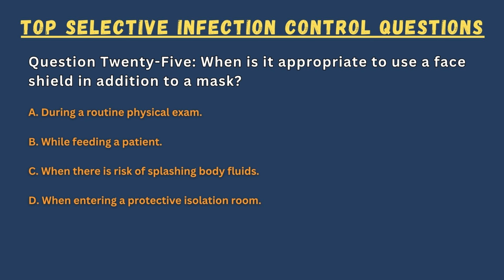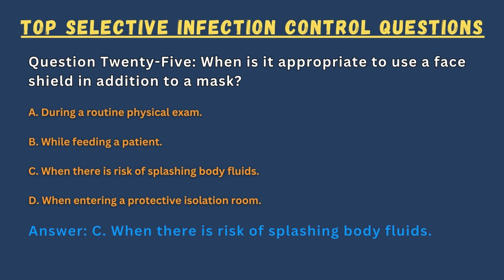Question 25. When is it appropriate to use a face shield in addition to a mask? A. During a routine physical exam. B. While feeding a patient. C. When there is risk of splashing body fluids. D. When entering a protective isolation room. Answer: C. When there is risk of splashing body fluids.